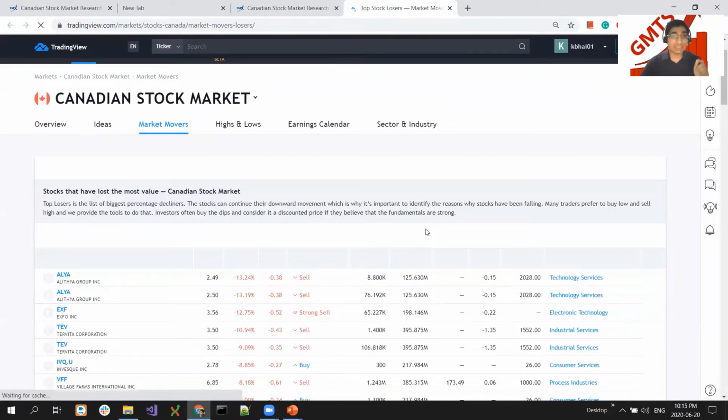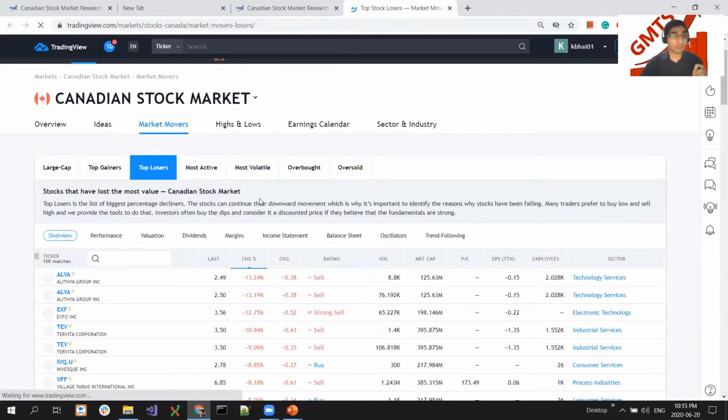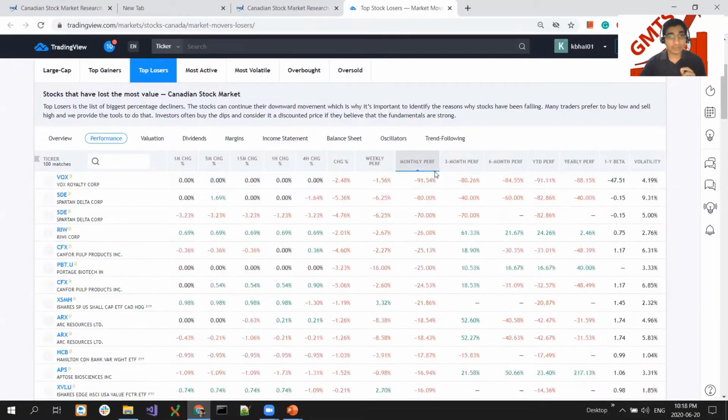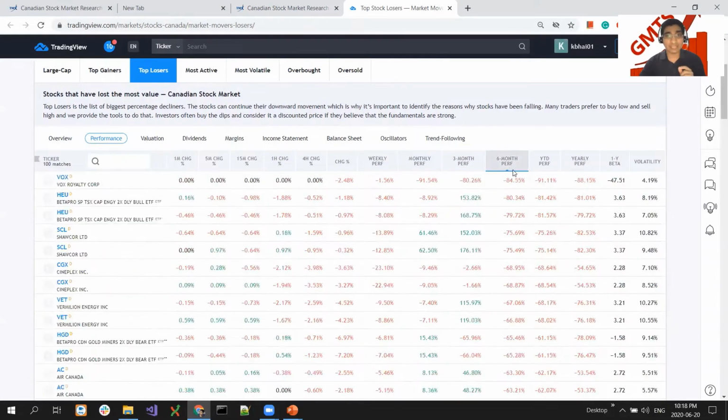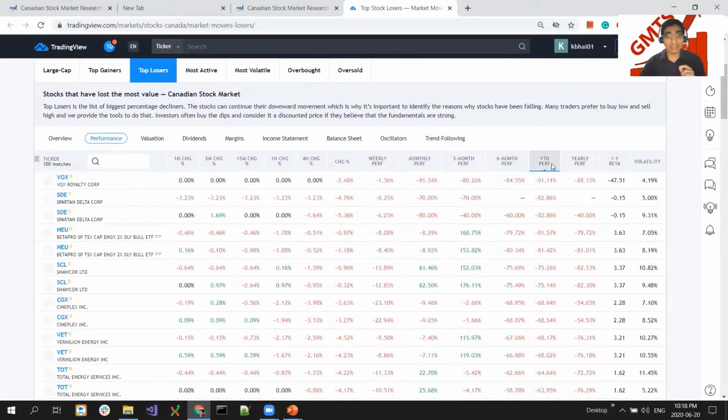Similarly, you could use tradingview.com for getting the list of top losers as well as gainers. Tradingview.com also gives ratings from analysts, which can be helpful as well. Also, you could see the performance of the stocks over a week, over a month, over 3 months, over 6 months, or over a year. This helps you to get the list of stocks which have lost over different periods of time.